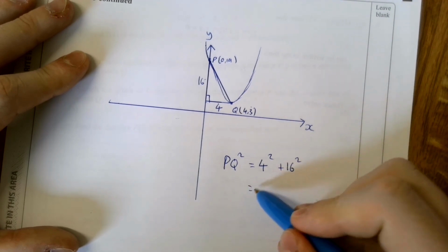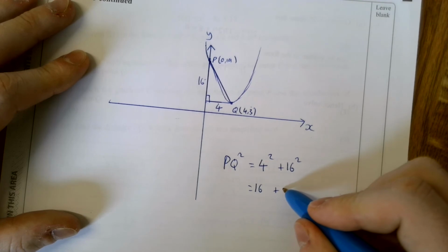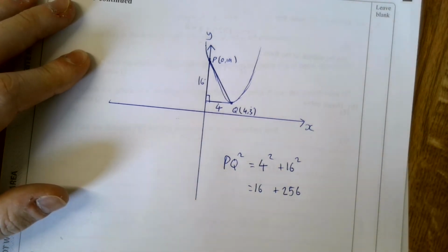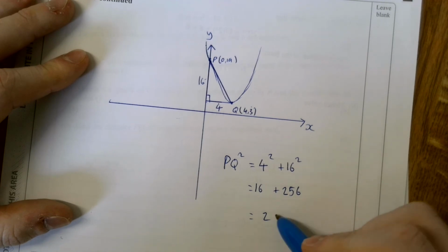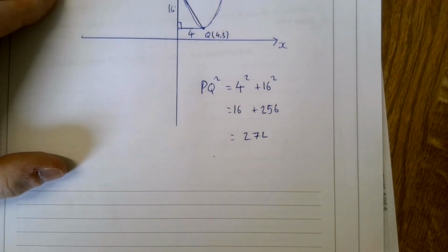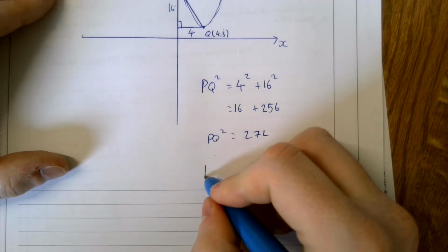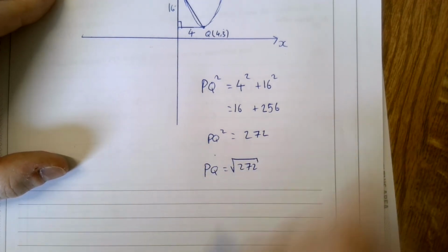Well, 4 squared, nice and easy, is 16. 16 squared we should know, but working it out, we get 256. And adding these two together, we get 272. So this is PQ squared, remember. This doesn't tell us much by itself until we square root it. So square root of 272.